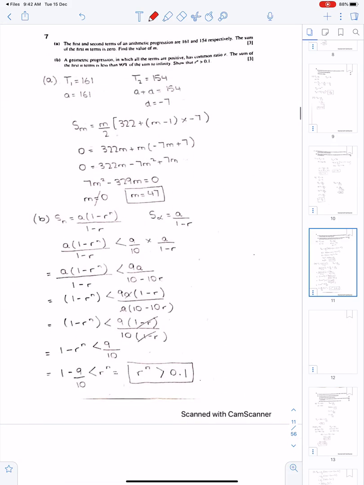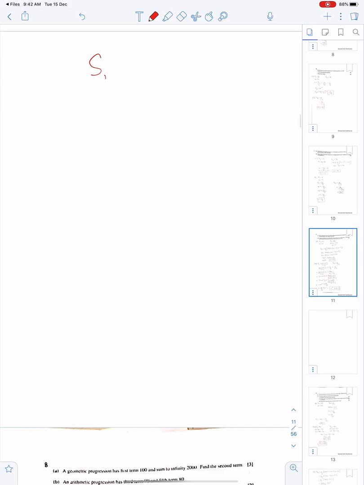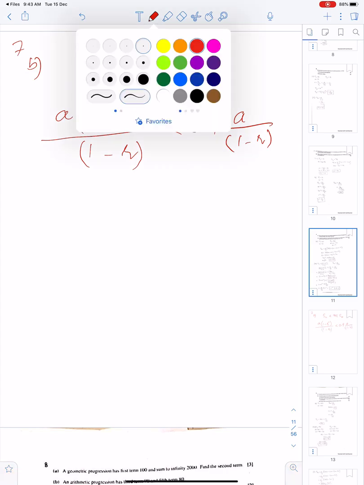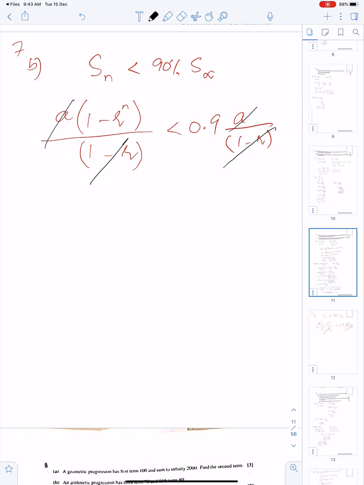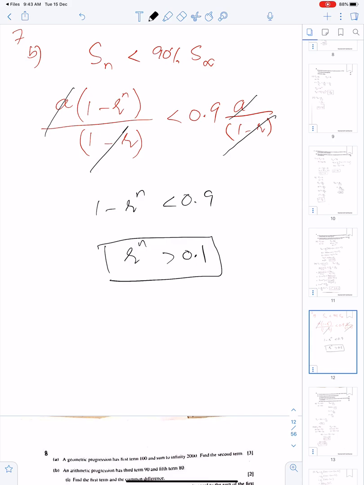It's mentioned that the sum of n terms is less than 90% of the sum to infinity. Sn less than, this is part B of question 7, 90% of the sum to infinity. So this is the formula of Sn, A times 1 minus R to the power n over 1 minus R, and 0.9 A upon 1 minus R. This is the formula of sum to infinity. By cancelling these two, and this A with this A, we can get the answer, 0.1. I think we had to show this. Yeah, this is the easiest way of solving this question.